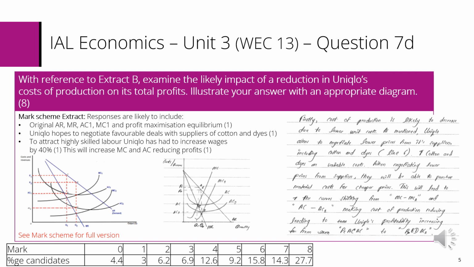So let's look at question 7D, which is what we call a points-based question. This means the examiner awards marks where they see the skill being practiced in the candidate's response. The question requires students to examine the impact of falling costs of production on the profits of Uniqlo using a diagram. Question 7D asks students to examine the likely impact of this reduction on Uniqlo's costs of production on their profits. A correctly drawn diagram showing falling AC and MC would achieve 4 marks.